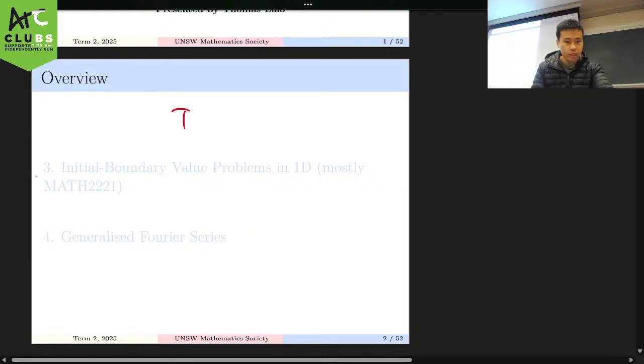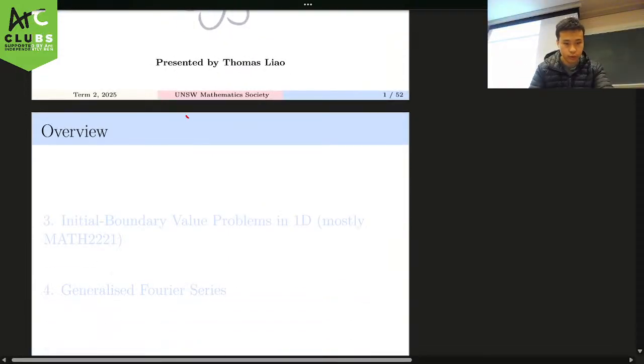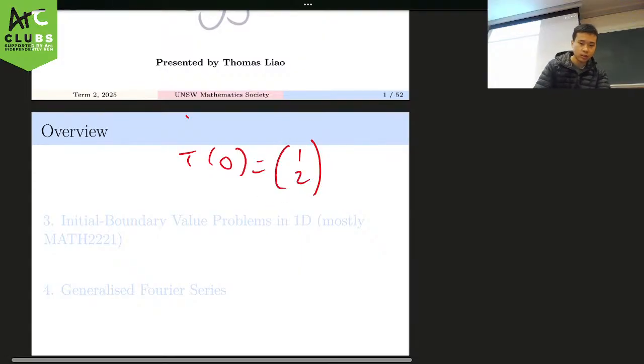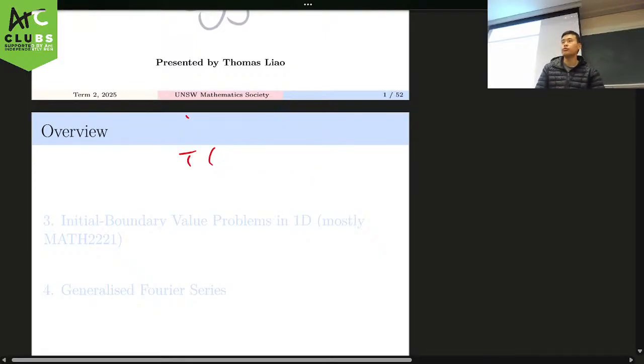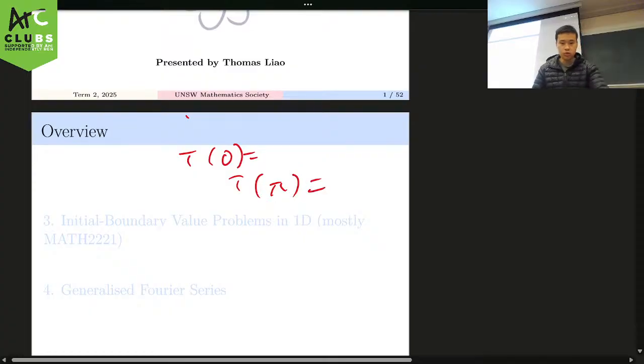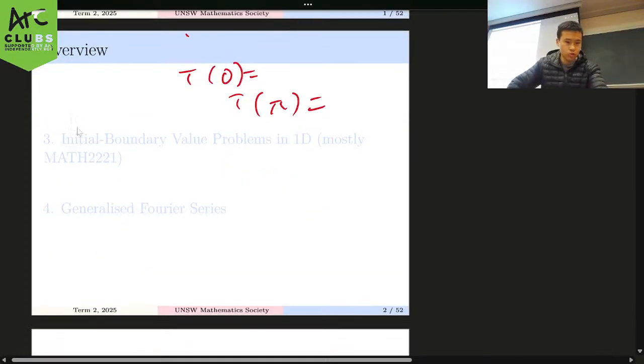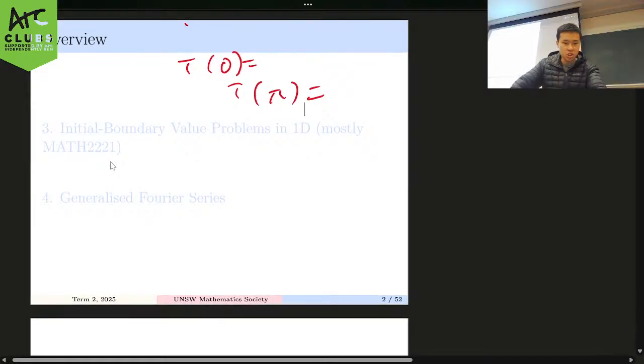So you might be given t of 0 is some random vector. The point is that it's the initial state, so it's always limited to 0. However, now you can be given multiple data points. So you might have t of 0 is something, t of pi is something. So you can get all sorts of data points in different boundaries essentially. I'm mainly going to be doing 1D, so it's mostly just topic 3 to my knowledge. And then topic 4 is going to be generalized Fourier series.